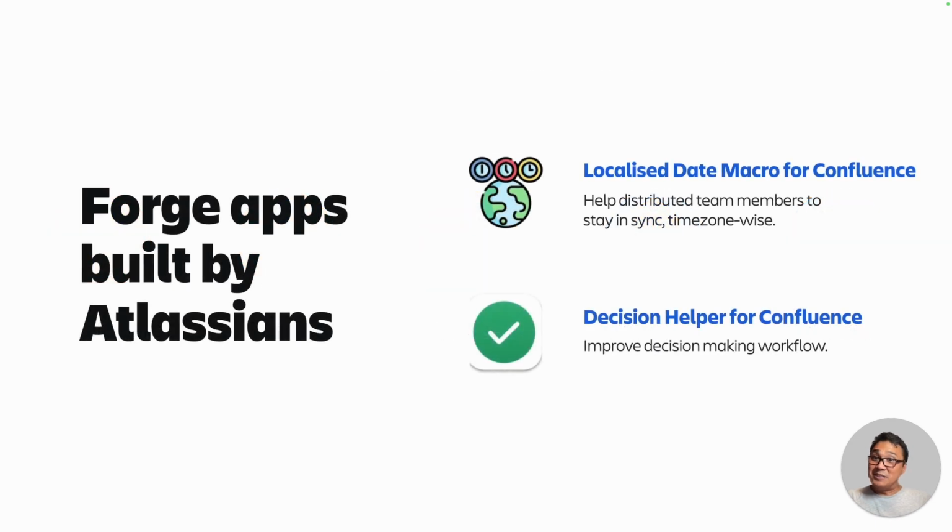And out of the thousands of apps built by my fellow Atlassians, there are a few available for free on the marketplace where you can check them out for yourself. One example app is a simple Confluence macro called localized date macro for Confluence. And the second one is another Confluence app that helps folks manage the decision-making workflow. It's a little more complex than the first app because it utilizes some Confluence REST APIs.